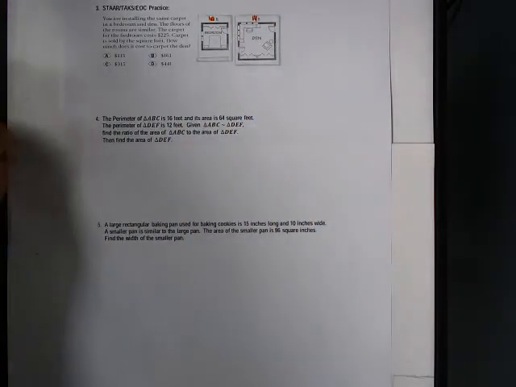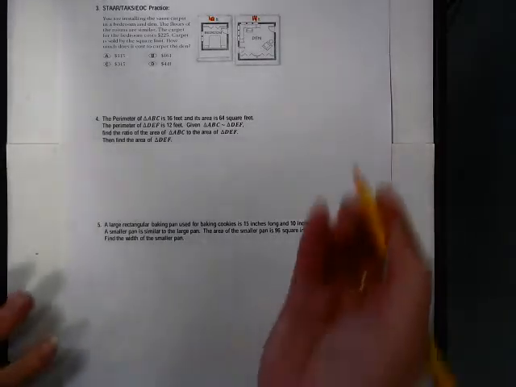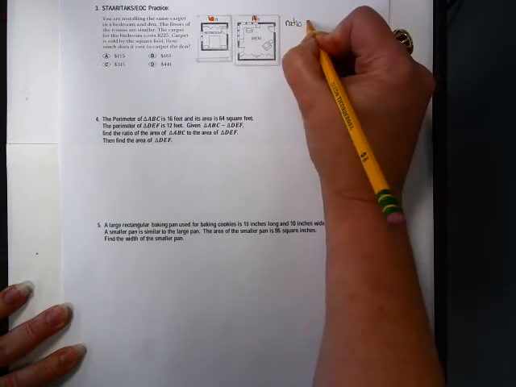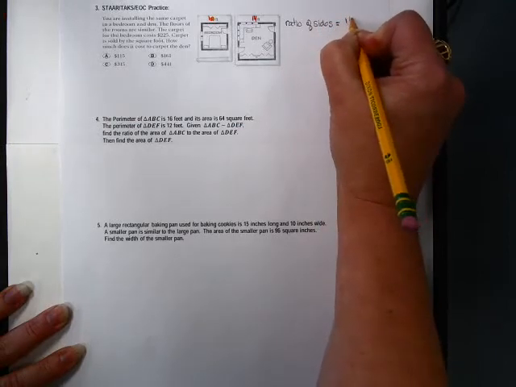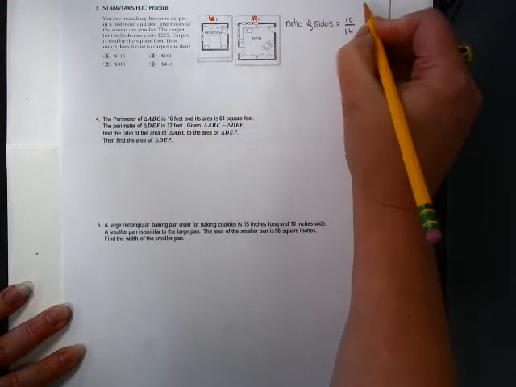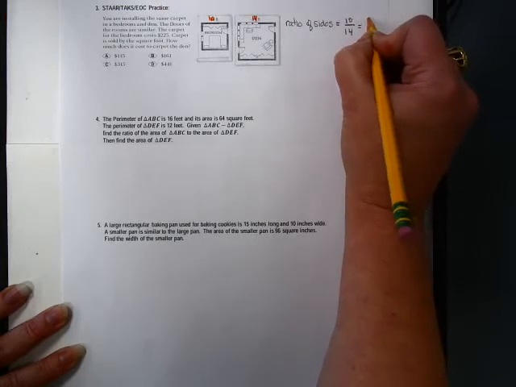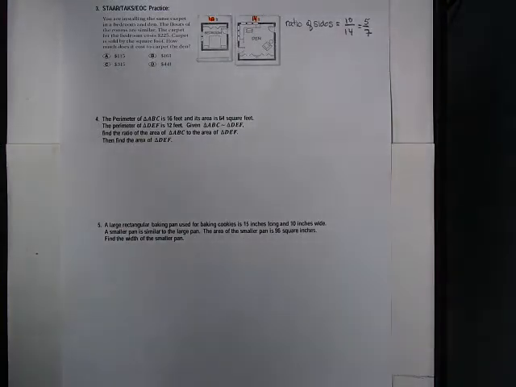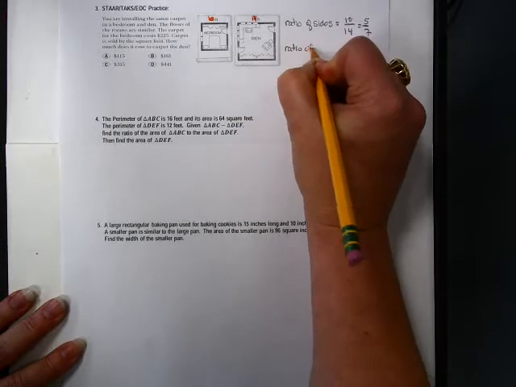So what I'm going to do is find the ratio of the areas. So first of all, find the ratio of the sides. Ratio of the sides is going to equal 10 over 14, bedroom over den. When I reduce that, divide by 2, I get 5 over 7. So next I want to find the ratio of the areas.